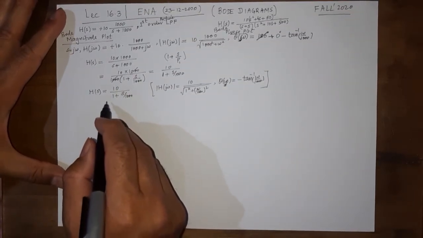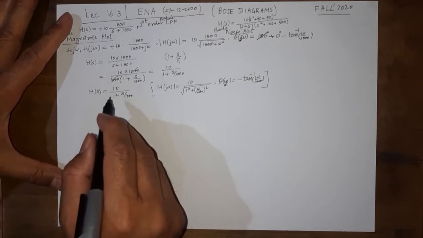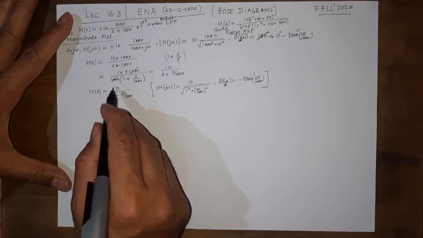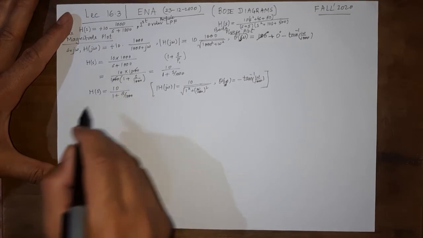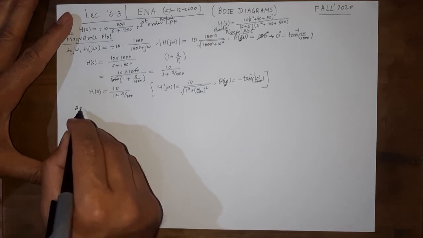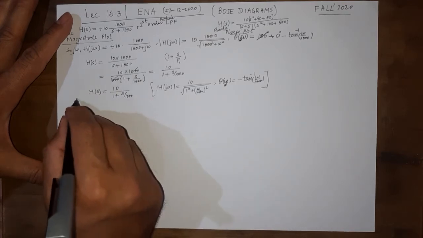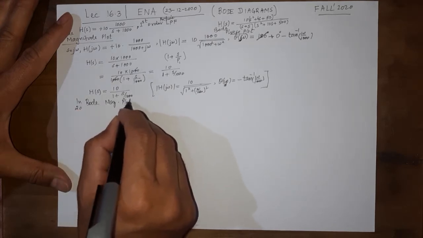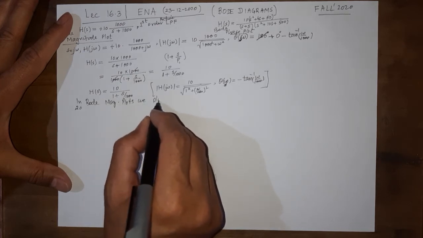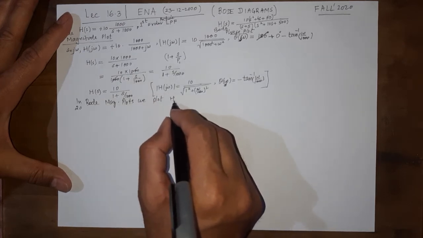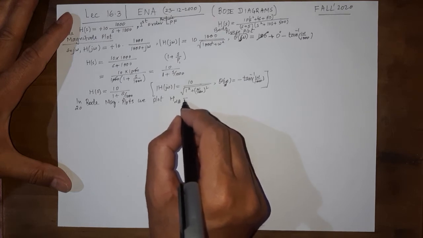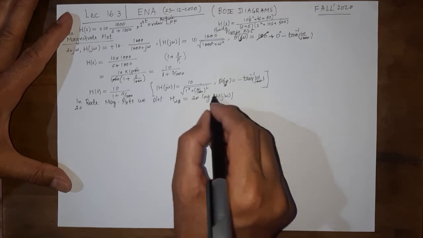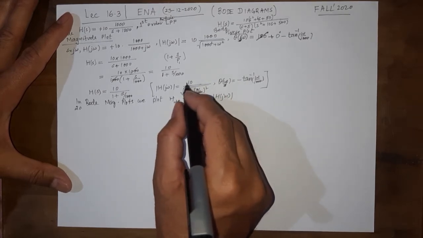So once we have H(s) in this form, we need to take the 20 log of this constant that we have to deal with. The 20, because if you remember in Bode magnitude plots, we plot not the magnitude of H(jω), we plot H dB, which is equal to 20 log of the magnitude of H(jω).